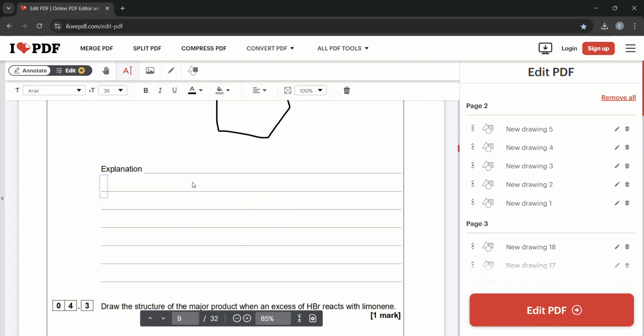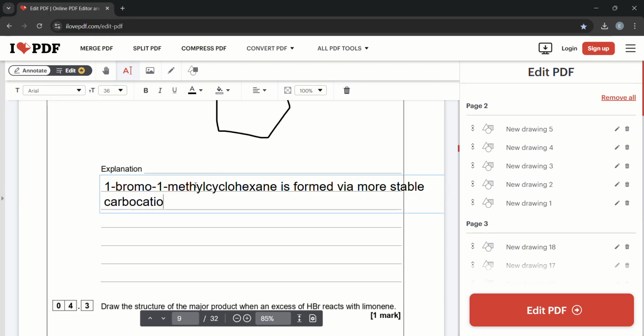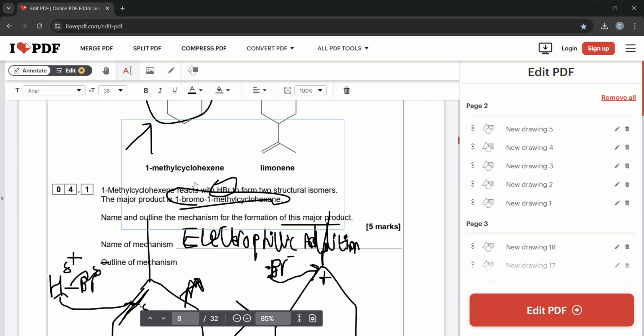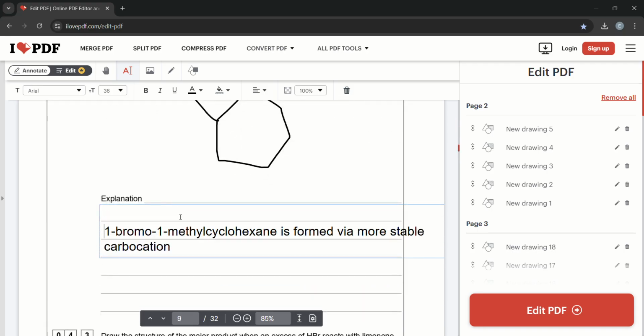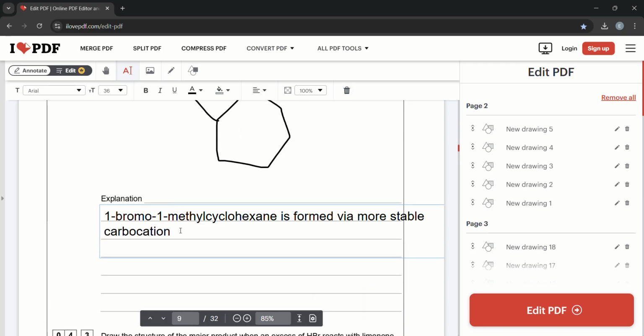Even if you're not that confident on the topic, but you still know what the question wants you to talk about, you can still maybe get at least 1 or 2 marks. But the idea is obviously of carbocations. It's formed via a more stable carbocation. How do I know this? Well, because it's the major product, so it must be formed via a more stable carbocation. That's just a generic statement, and that will give me 1 mark.